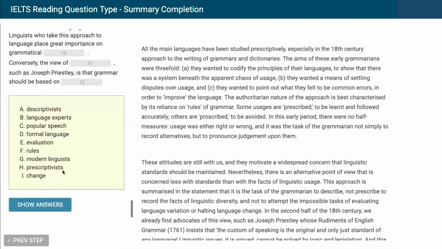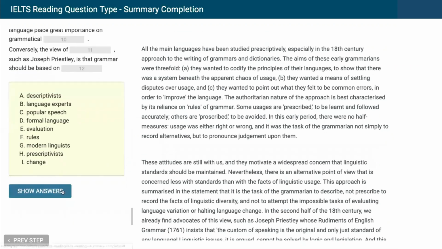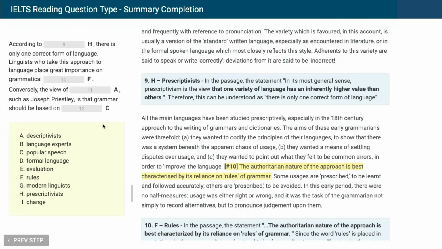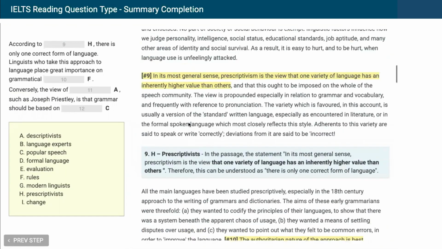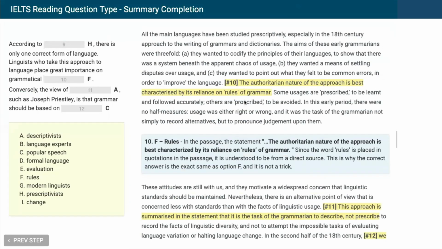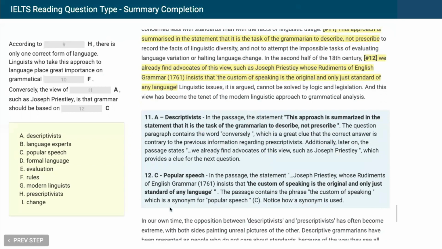Okay, so we're going to show our answers, and here, H, F, A, C, exactly, and we see all of our answers. So number 9, number 10, number 11, and 12. And you see how they did come in order. They were confined to a particular section, which is common for this question type.